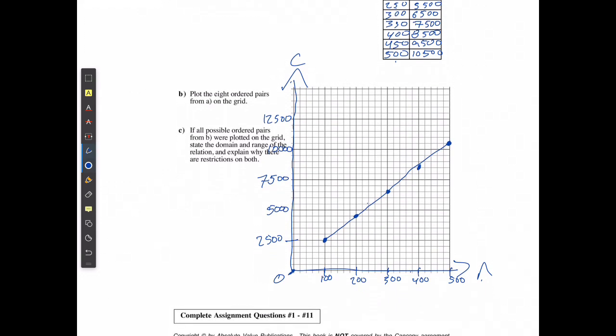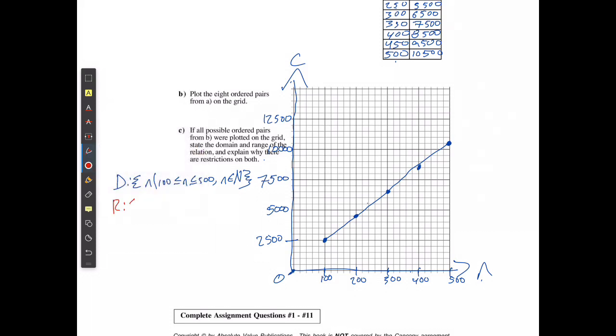If all possible ordered pairs were plotted on the grid, what's the domain and range of the relation? And explain why there are restrictions on both. Well, for my domain, it's represented by n, and in this case, the lowest value is going to be 100, which is less than or equal to n, which is less than or equal to 500. And because I can't split people in half, I'm going to say that n is an element of natural numbers, or n ∈ N. It's not real numbers because it can't have a partial person.